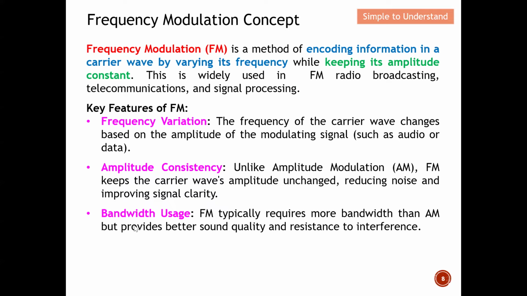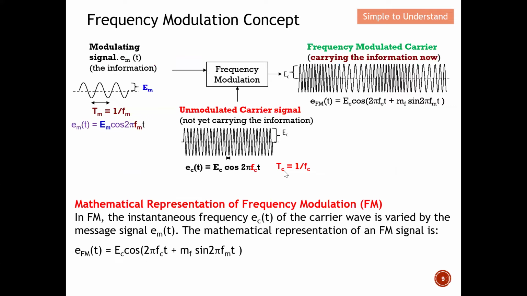Okay, bandwidth usage. Basically, this will be the disadvantage of frequency modulation. FM typically uses more bandwidth than AM, which means that we need more resources in order to send the same message. However, FM provides better sound quality, and it is also highly resistant as compared to AM against interference.